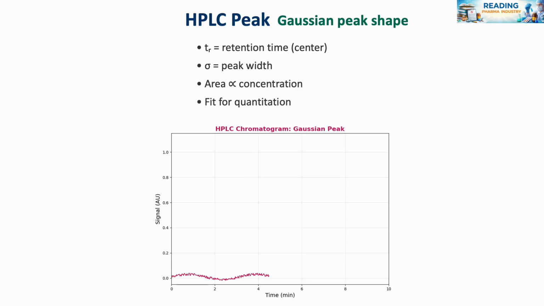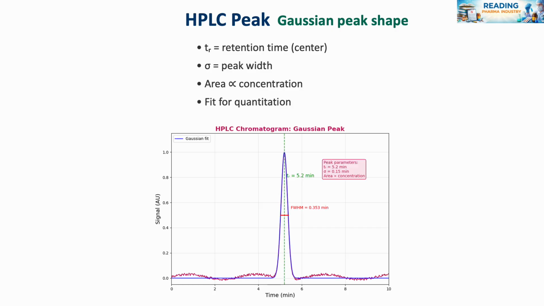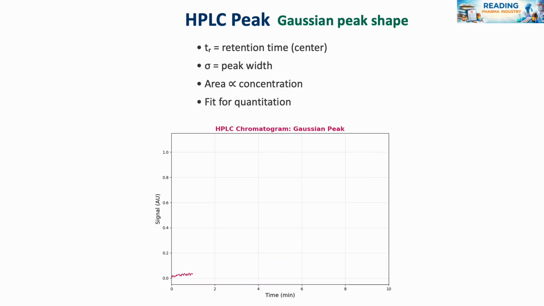Another application is chromatographic peaks seen in HPLC, high performance liquid chromatography. These follow, or almost follow, approximately Gaussian shaped curves. The retention time, TR, is the center of the peak. Sigma relates to the peak width, and the area under the peak is proportional to the concentration. And this is how we quantify the amount of, for example, a drug or compound or whatever you are testing. So fitting Gaussian curves allows accurate quantification, even when sometimes peaks partially overlap.